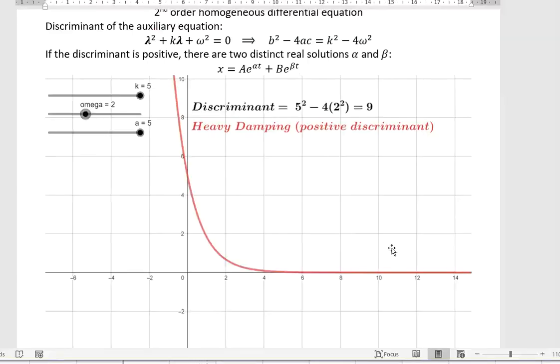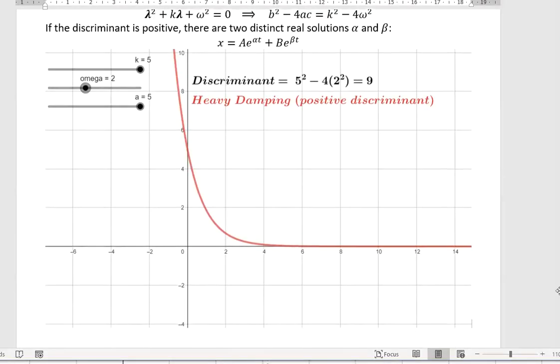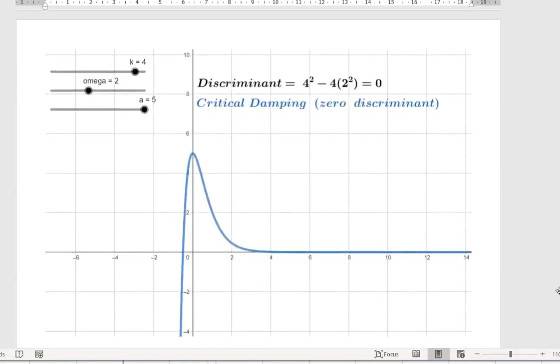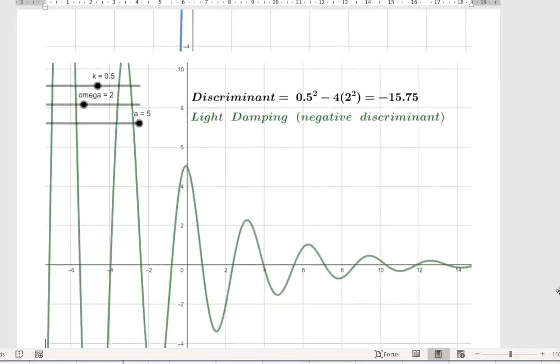And that's an example that we've got here. So this is called heavy damping or over damping. And that will happen whenever you've got two distinct real solutions. Now, the sweet spot is somewhere in between. We'll come back to critical damping in a moment.